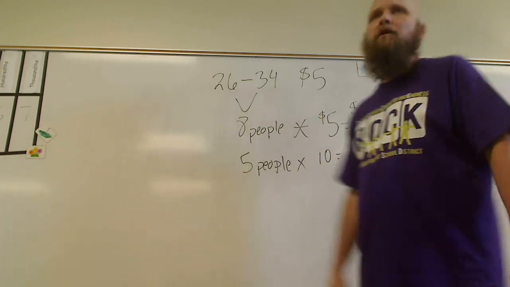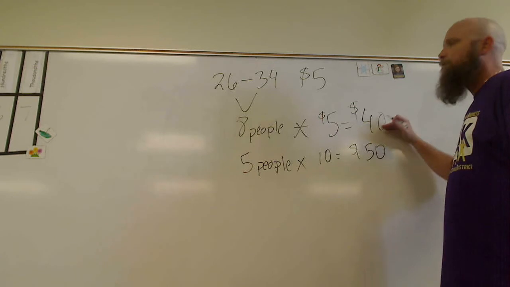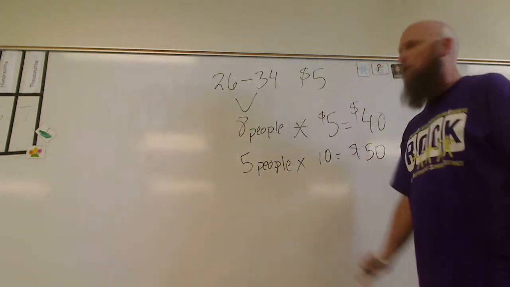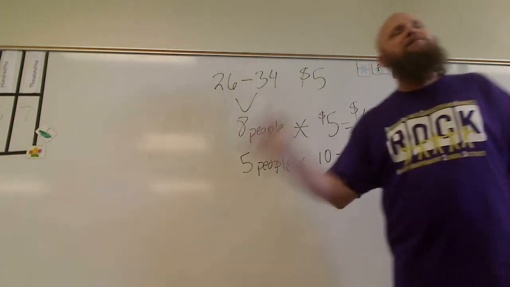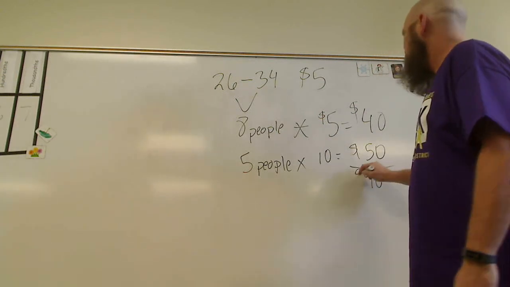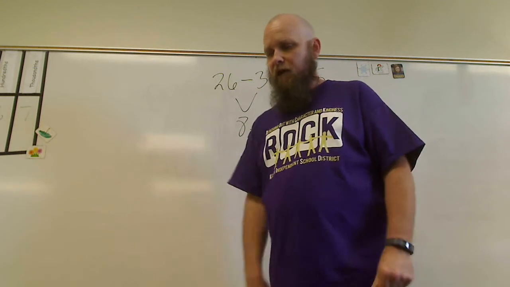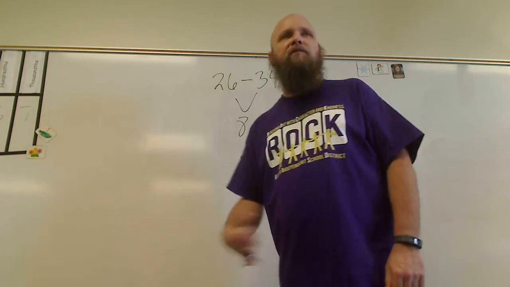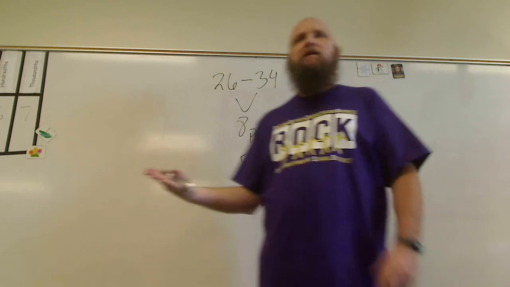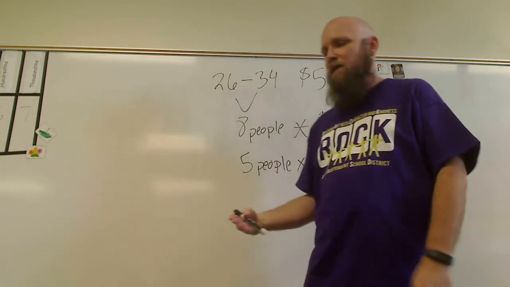So that's a total of how much money? 50. So they gave $40 out in $5 gift cards. They gave $50 out in $10 gift cards. So that's a total of $90. And that's what the question asks. What is the total value of the book certificates given to the students? 90. Again, not difficult to get the answer.